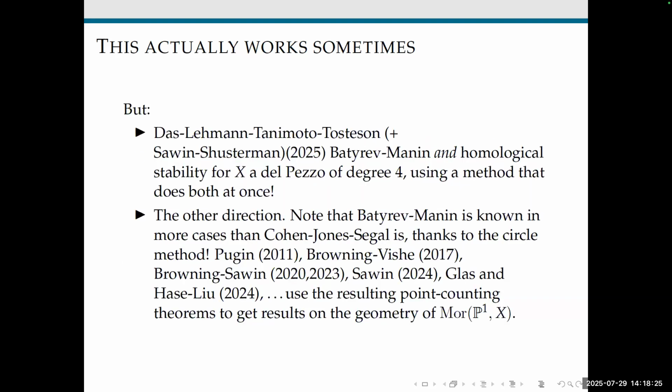And actually, what's interesting, because the topological problem is so hard, there's been some movement in the other direction, which I also didn't talk about until the end. So I'll just comment, there was a wonderful talk yesterday, I hope you all went to it, Sho Tanimoto's talk, about this wonderful work with Ronno Das, Brian Lehmann and Phil Tosteson, with key input from Will Sawin and Mark Shusterman, where for del Pezzo surfaces of degree 4 over function fields, they prove both the Batyrev–Manin conjecture and homological stability for maps from P1 to the space.